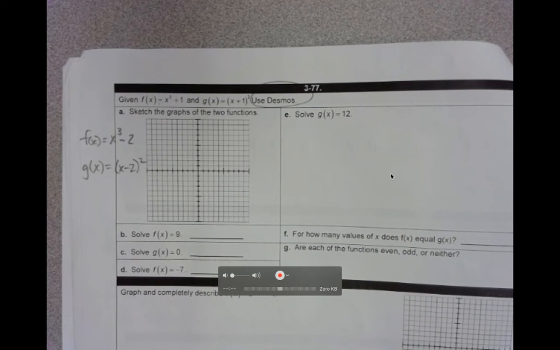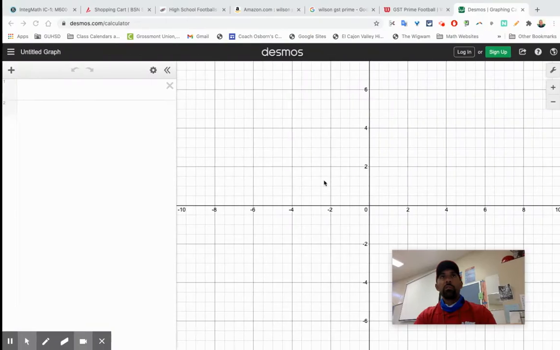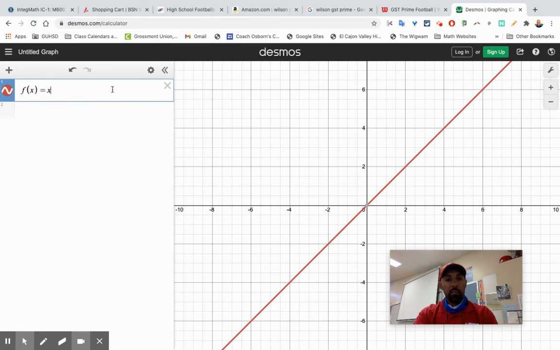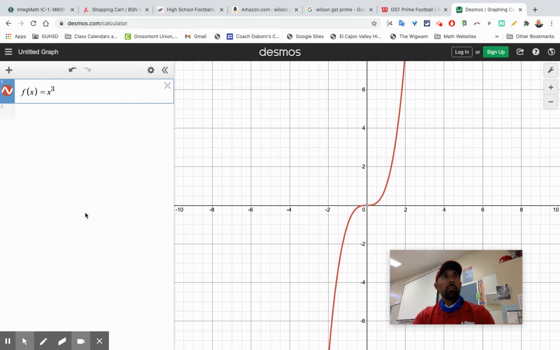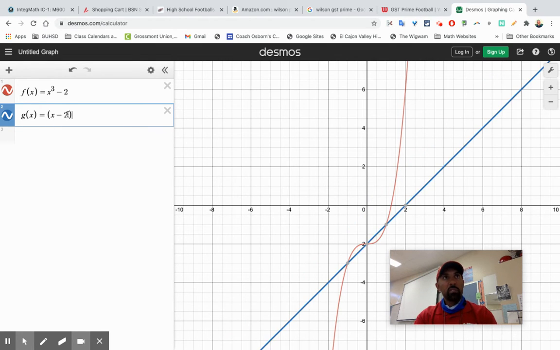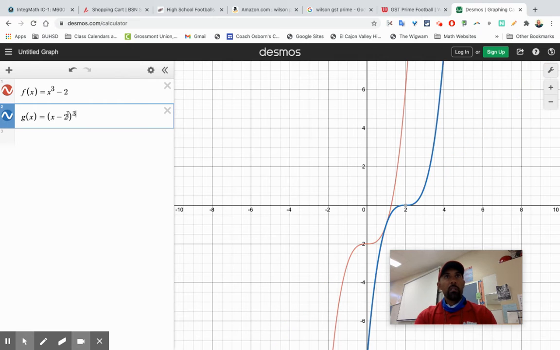So what I want to do is go to Desmos. I'm going to graph all my graphs. First we're going to do f of x equals x cubed, and then what was that, -2? Then down here, g of x. I don't know if it's going to let me do g of x. We'll see. x minus 2 cubed.